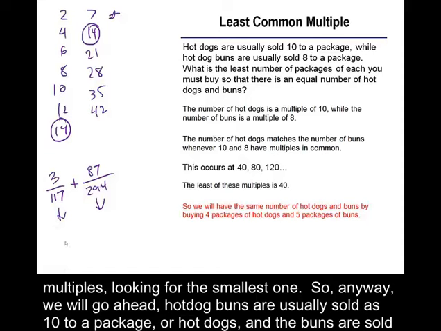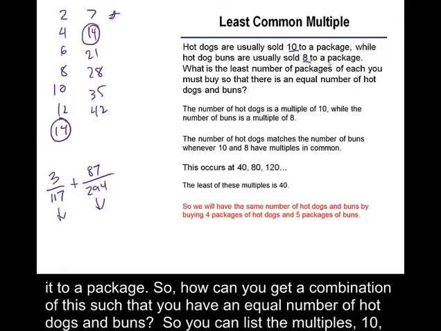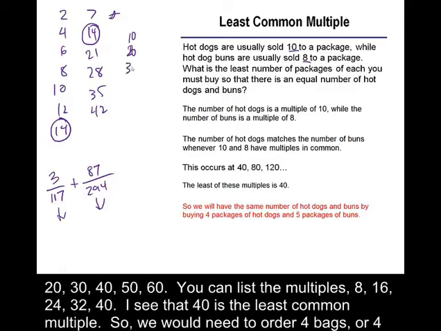So anyway, hot dogs are usually sold 10 to a package, and the buns are sold 8 to a package. How can you get a combination such that you have an equal number of hot dogs and buns? You can list the multiples: 10, 20, 30, 40, 50, 60. You can list the multiples of 8: 8, 16, 24, 32, 40.